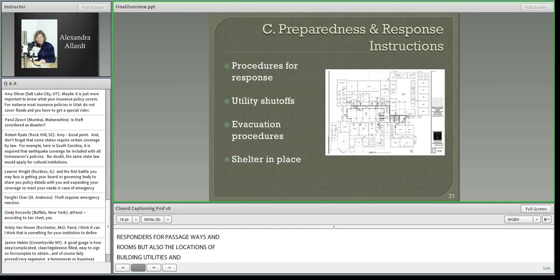Instructions also include how to go about assessing and responding to facility and collection needs once you're allowed back into the building. So how are you going to go about triaging? How are you going to go about salvaging? How do you handle things? What goes first? Those kinds of instructions.